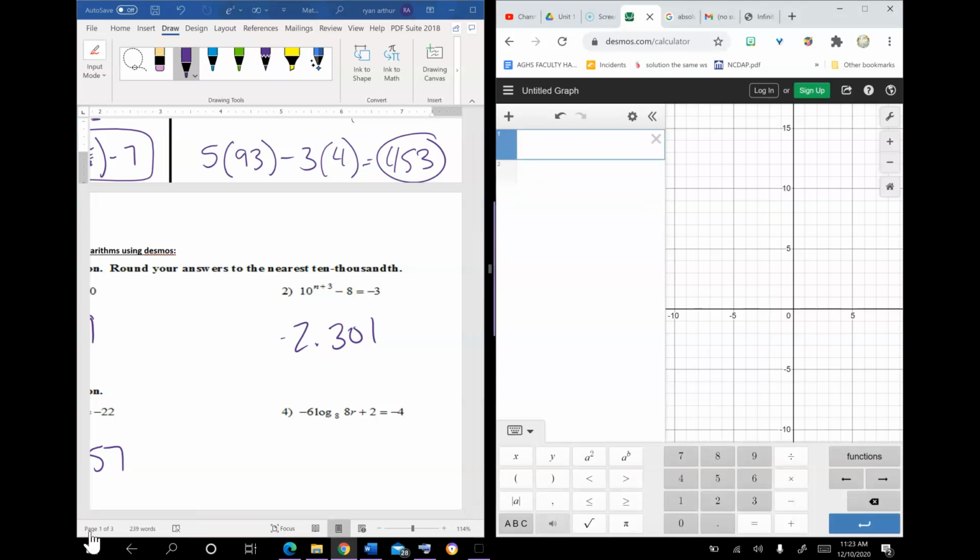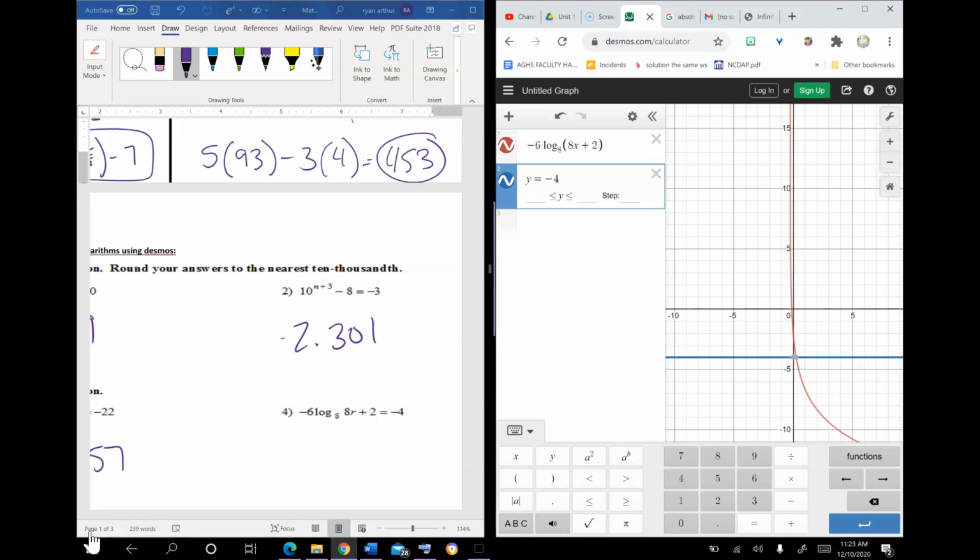Last solving one. So negative 6 functions. Log base 8. Get into the parentheses of 8x plus 2. And then this one's going to be y equals negative 4. Just a quick thing. If you type something in and you get an error, always try putting a y equals. And if the y equals doesn't help, set it equal to 0. Okay, that's the Desmos trick.